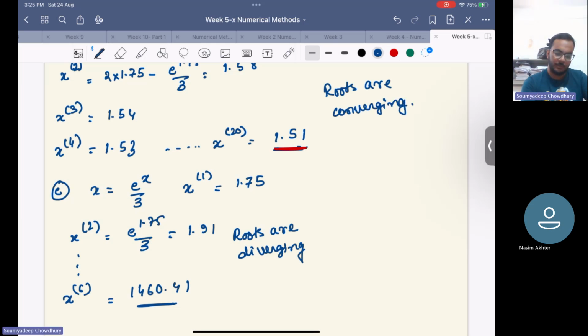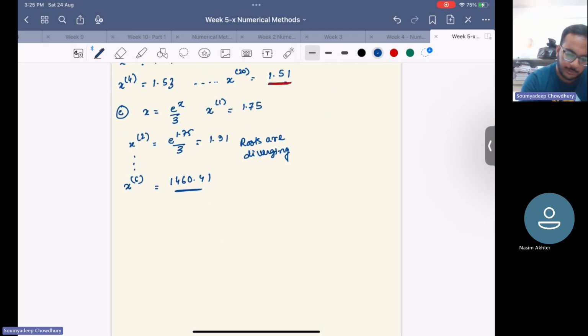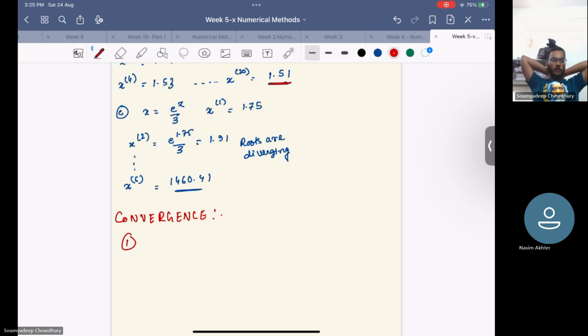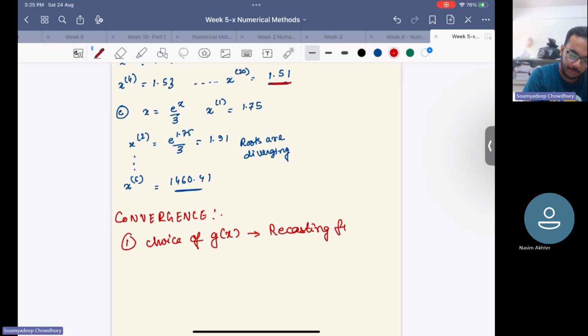So from this, we can conclude one thing: that root convergence will depend on two main factors. What are the two factors? Can you tell, Nasim? First is expressing the equation in multiple forms, that is, the choice of g of x, the recasting function, right? And another one is the initial guess, whatever is given. These two factors will basically determine whether your iteration is going to converge or whether the roots are going to diverge.